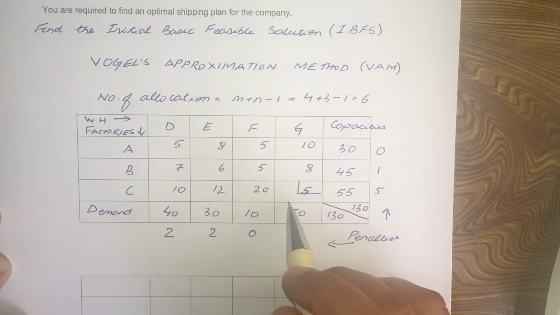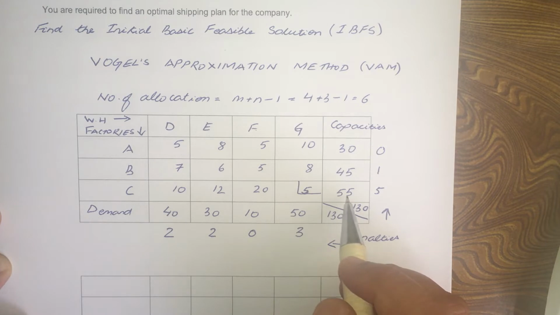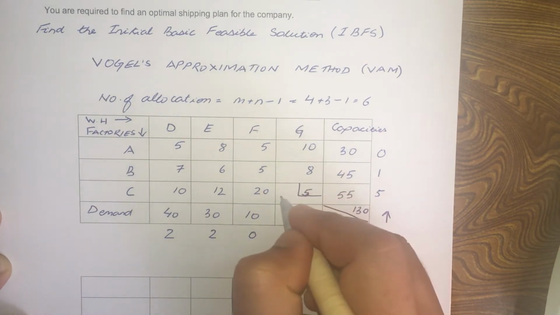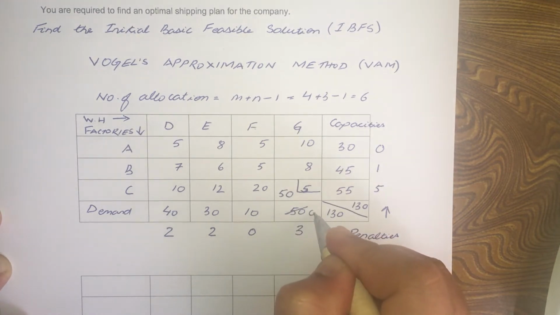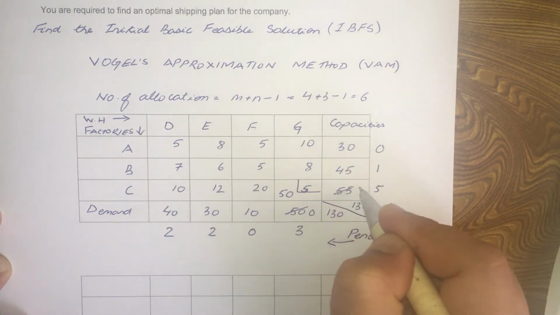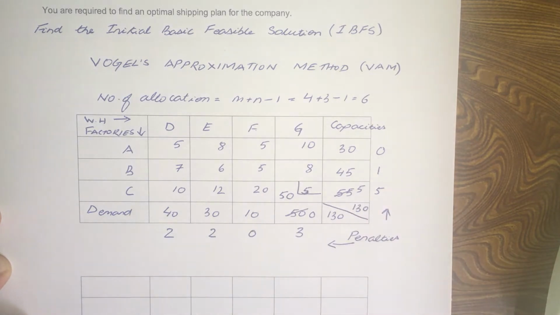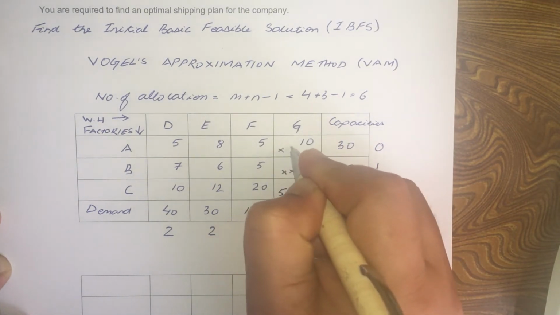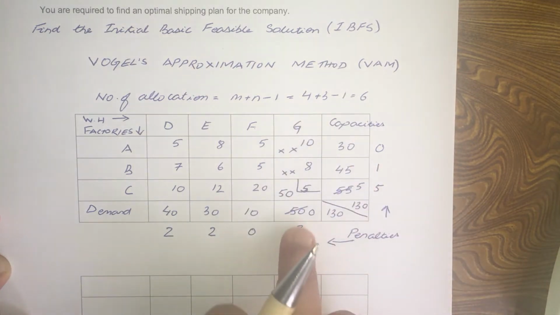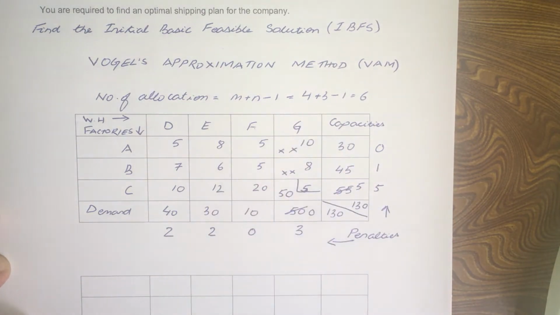So therefore, can you meet the total demand, the full demand here? Yes. Why? Because your capacity 55, demand is 50. So allocate 50 here. Okay, cut this, it is 0 and we are left with 5 here. Now cancel this column G, because we have fulfilled the demand of G.